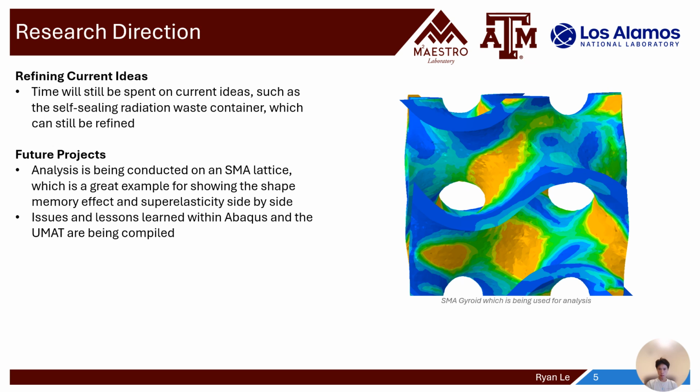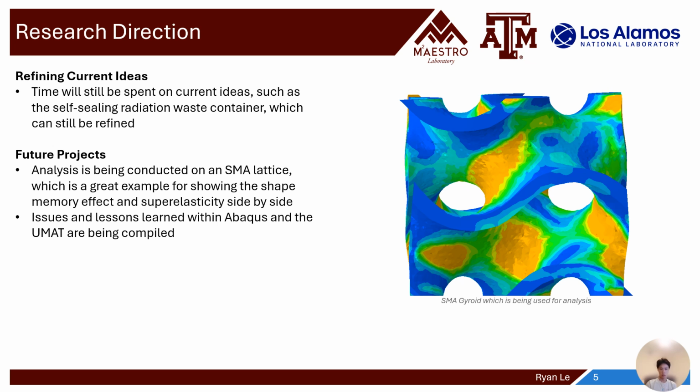As far as research direction goes, we're still working on refining our current ideas, most importantly the self-sealing radiation waste container. One thing we're looking at is making these self-sealing capsules reusable instead of one-time use, and this can be done by changing the lead half into an SMA half of a different alloy, which can then be heated at a different temperature to shrink, reducing the seal. This, however, is contingent on the radioactive resistivity of these shape memory alloys, which are still currently unknown.